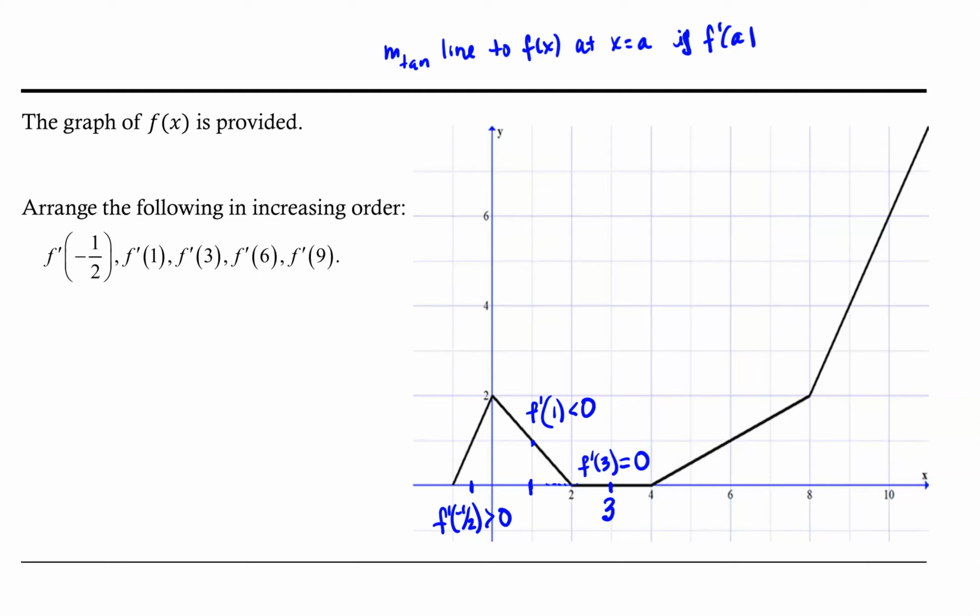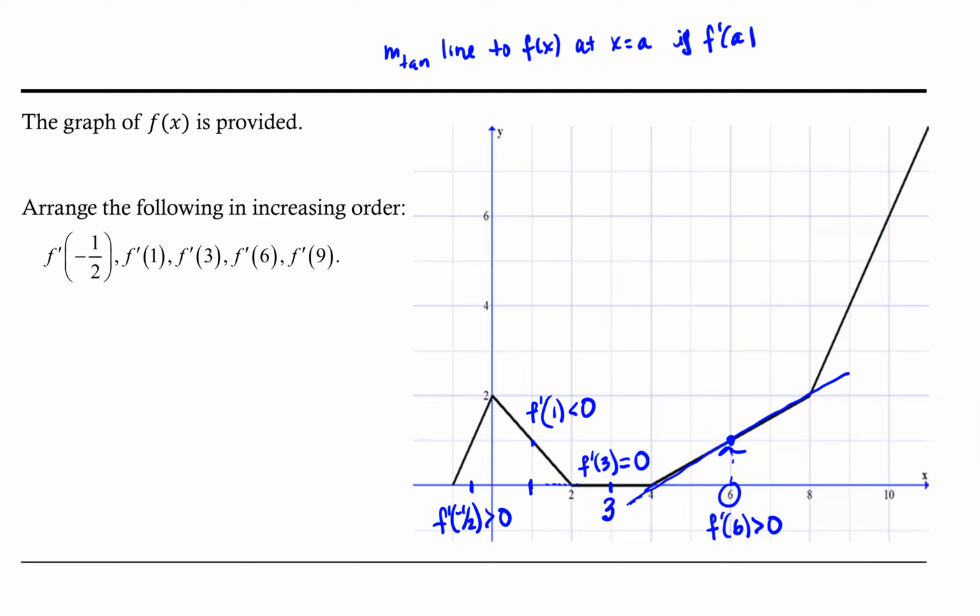Moving on, f prime at 6. Here's 6. So we're talking about the tangent line at this point. And if I were to create a tangent line to that segment of the curve, it would look like that, which is positive. So we can say f prime at 6 is positive, but is it bigger than, let's say, f prime at negative 1/2?